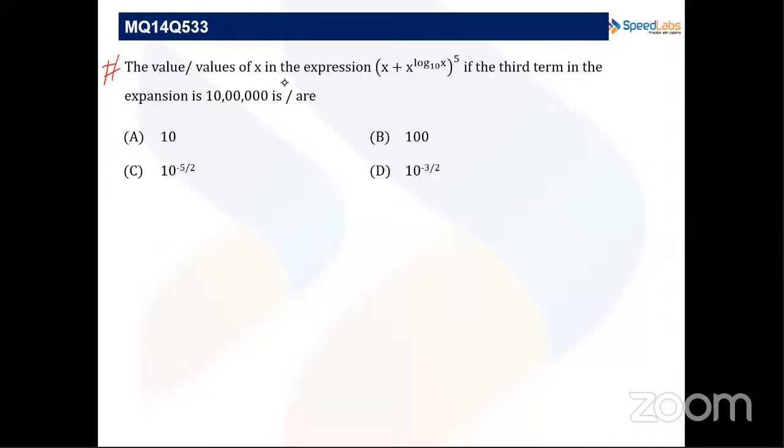The values of x in the expansion of (x plus x to the power log x to the base 10) to the power 5, if the third term of the expansion is given. So now the third term is given, so we can find the third term. So T(r plus 1), that is the 2 plus 1 term, will be the third term. So it will be 5C2 x to the power 5 minus 2 into (x to the power log x to the base 10) to the power 2. And this value is given to be 10 to the power 6. 5C2 we can calculate.